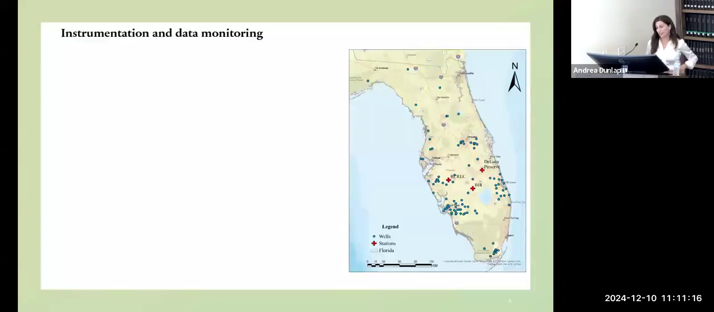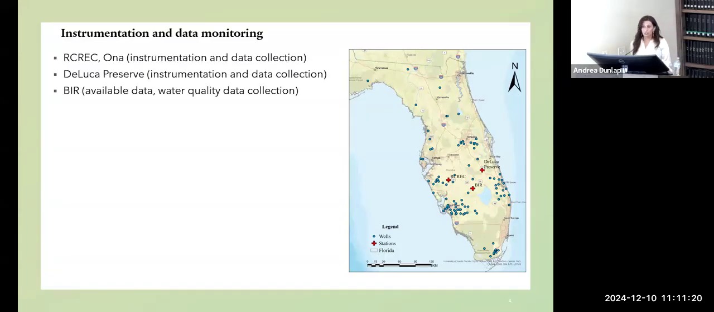So, instrumentation and data monitoring. In order to set up our data monitoring system, we started with collecting data from available sources. By available sources, I mean all the organizations which share data with the public, or by registration and logging into their system, we can get the data. So in this map, if you look at the blue dots, those are the monitoring wells. Those are the groundwater wells.